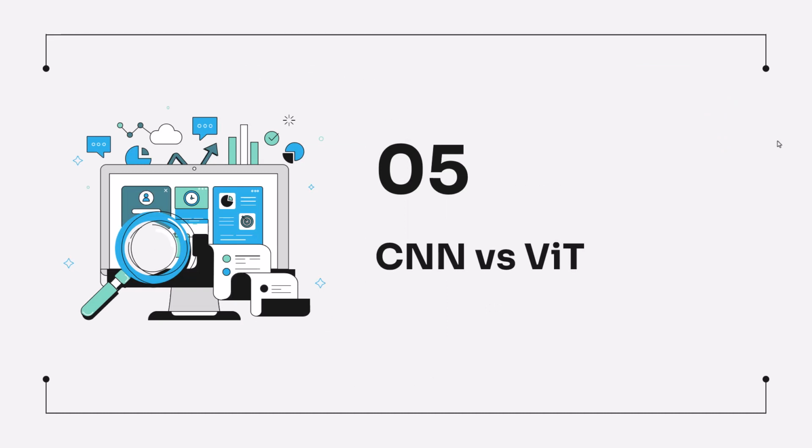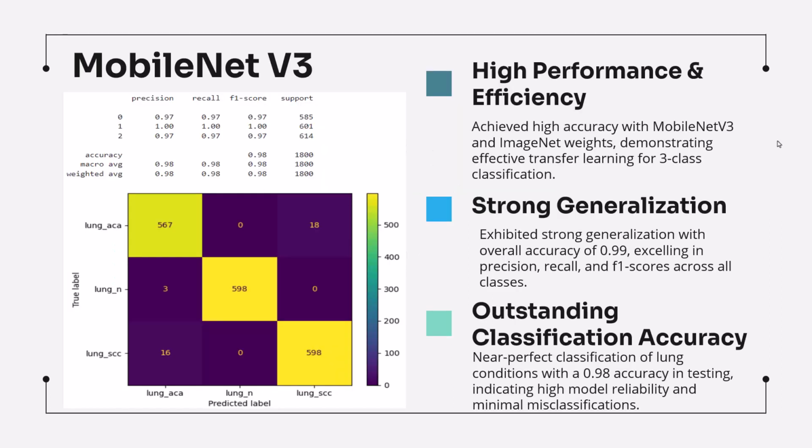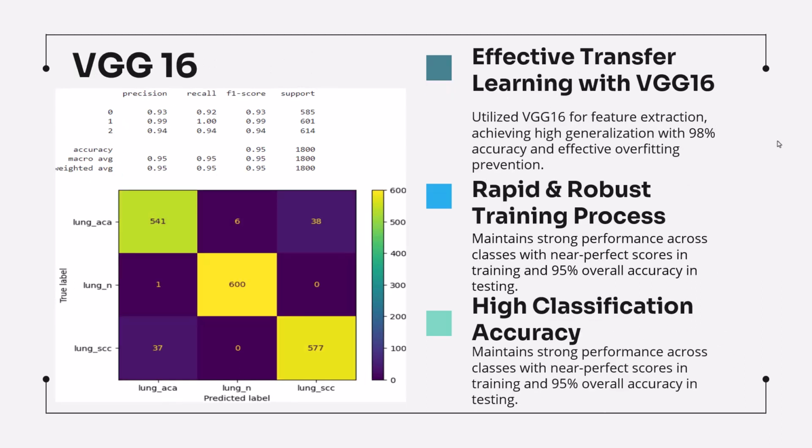CNNs versus ViTs. In the next few slides, we will discuss how the results of the experiment came through. So MobileNet V3 had high performance and efficiency with ImageNet weights, demonstrating effective transfer learning for three-class classification. It exhibited strong generalization with overall accuracy of 0.99, excelling in precision, recall, and F1 scores across all classes. It also had outstanding classification accuracy. We had 0.98 accuracy in testing, indicating that the model has high reliability and minimal misclassification.